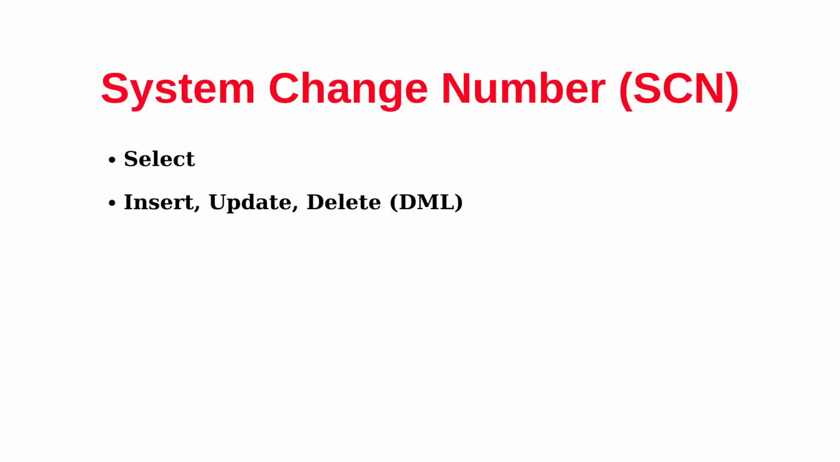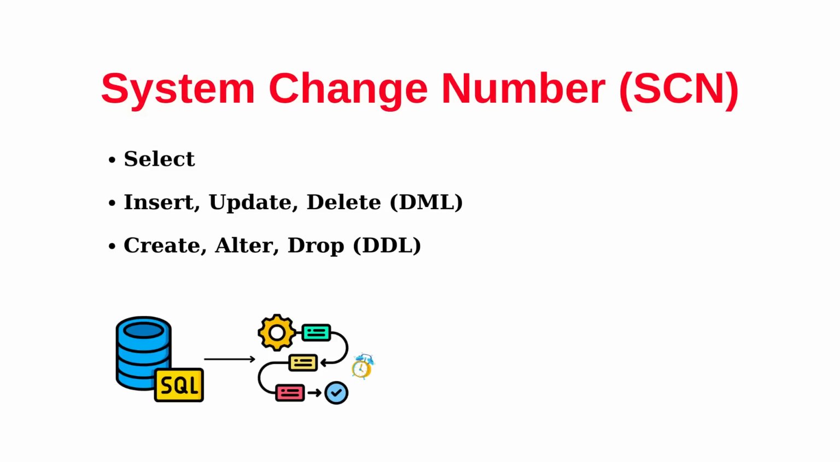In this Oracle tutorial, we will learn what is system change number. So let's start. Many SQLs can run in Oracle database. These SQLs can be select, DML or DDL. When any of these SQLs run, the database converts the timestamp value to a number it can detect. This number is called system change number, SCN for short.